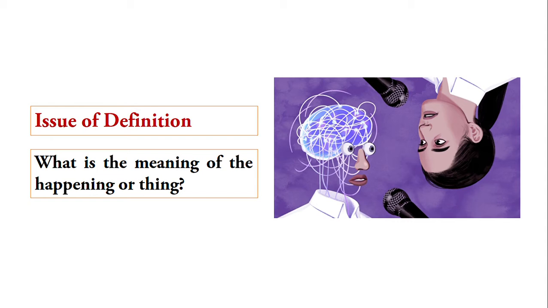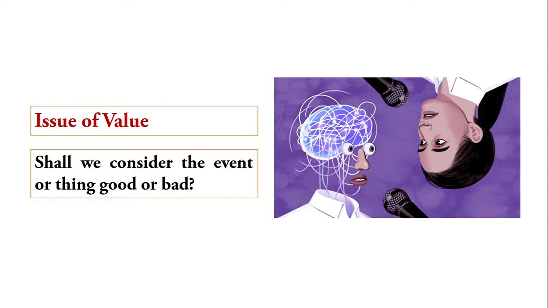You may also use the issue of definition. This answers the question, what is the meaning of the happening or thing? You may also use the issue of value in constructing your arguments. That is, by answering the question, shall we consider the event good or bad?